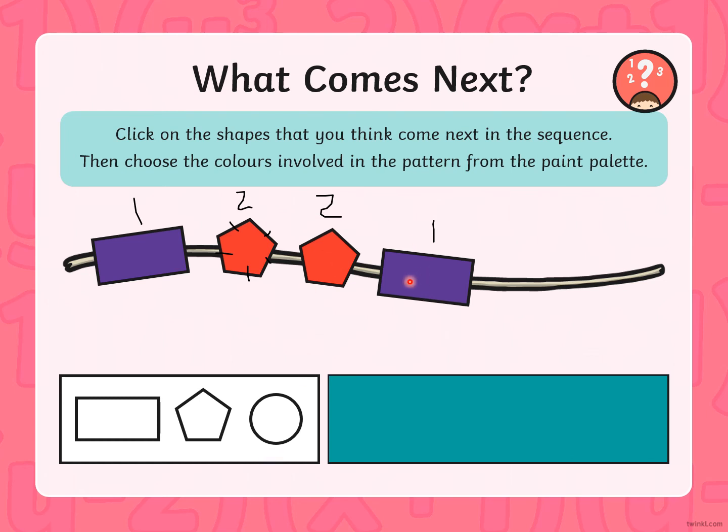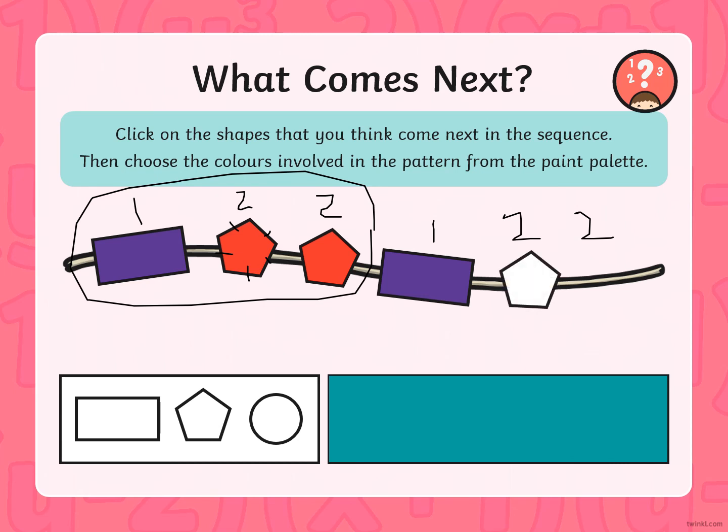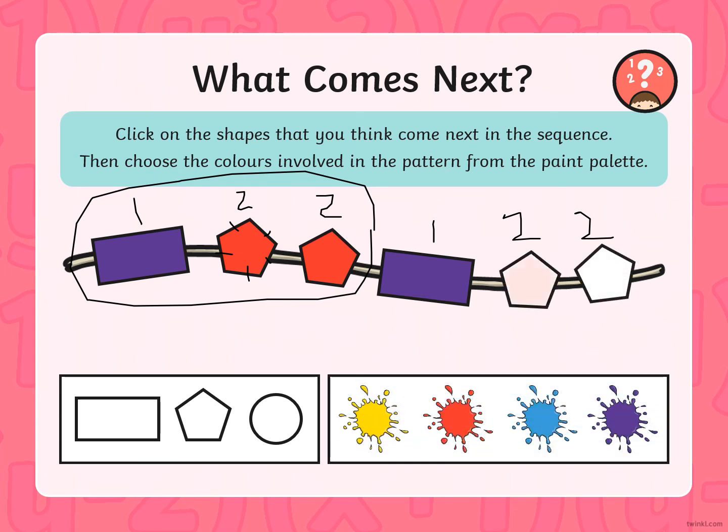And then we go back to the beginning. Okay, so we can circle the first repeating pattern. So it looks like this. We have a purple rectangle, then a red pentagon, then another red pentagon. We've gone back to the purple rectangle, which is number 1, and now we know we need 2, because it goes 1, 2, 2. So we know we're going to have 2 of the same shapes. I bet you know what it is, children. We need a pentagon and another pentagon, and they're both red. I bet you got that quicker than me.